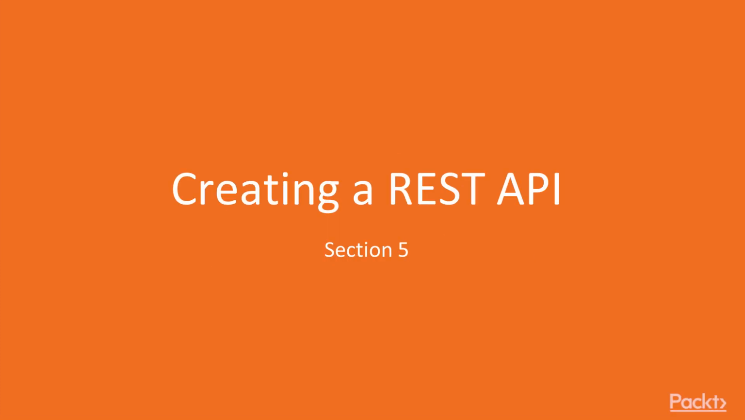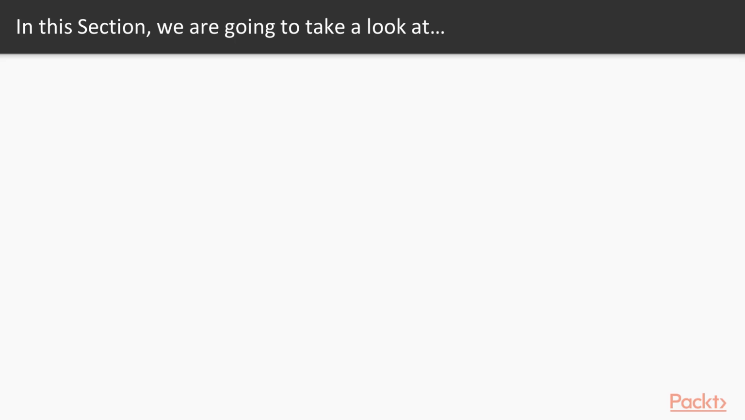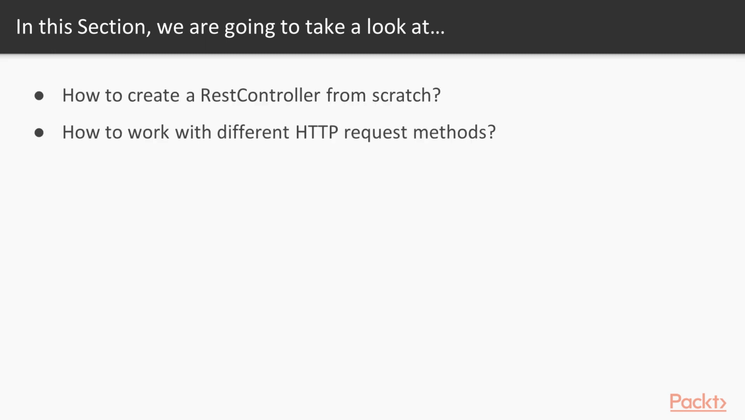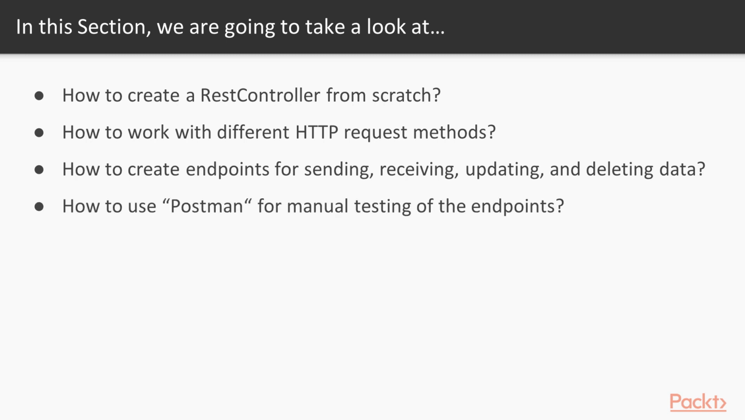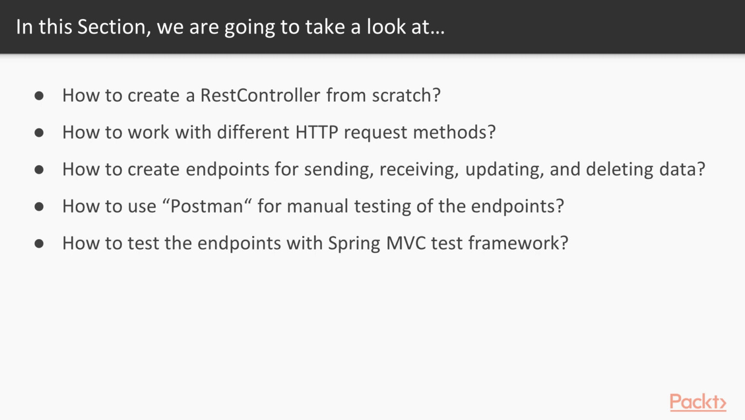Hi, and welcome to Section 5, Creating a REST API. In this section, we're going to learn how to create a REST controller from scratch, how to work with different HTTP request methods, how to create endpoints for sending, receiving, updating, and deleting data, how to use Postman, which is a tool for manual testing of our REST endpoints, and how to test our REST endpoints with Spring MVC Test Framework.